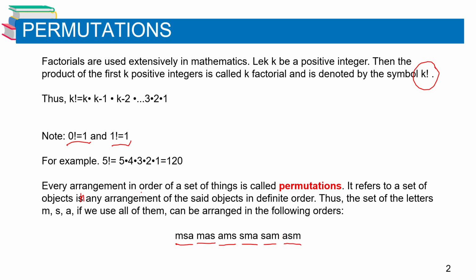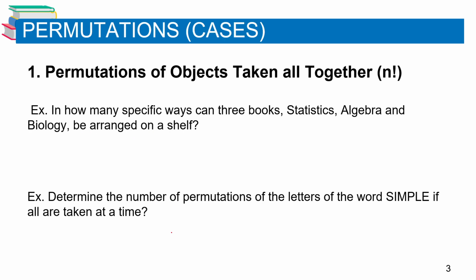Take note, it is with regard to order. So there is an order. AB is not equal to BA because the order is not the same. That is what we call a permutation. There are cases to be followed in permutations. The first case is permutation of objects taken all together.